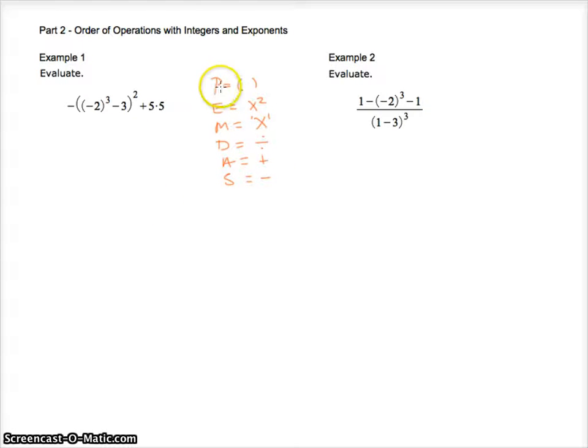So first I need to go through and say parentheses. Do I have parentheses? Yep. So let's look inside the parentheses. I need to perform my exponent in here first, because inside I have exponent and subtraction, and you do the exponent first. So I know that negative 2 cubed is negative 8. So I'll rewrite this as the opposite of negative 8 minus 3 squared plus 5 times 5.